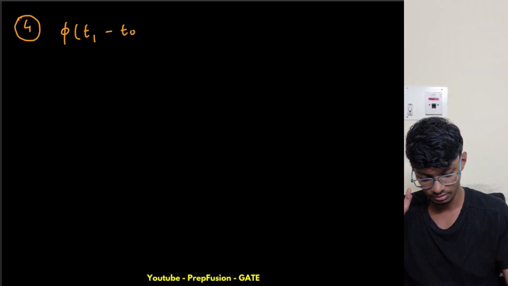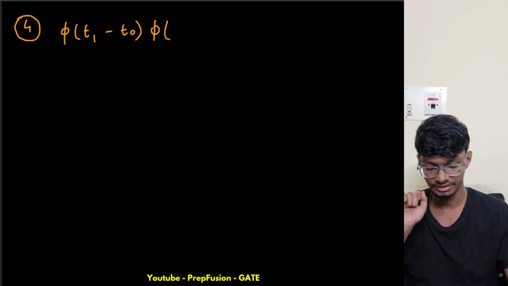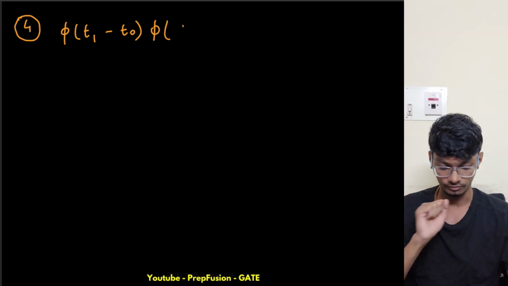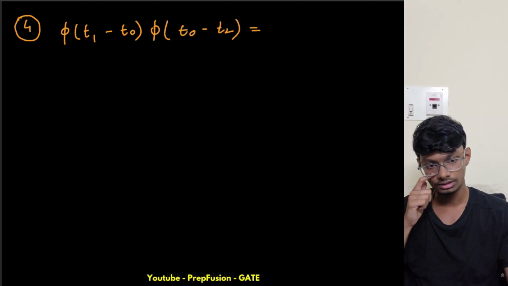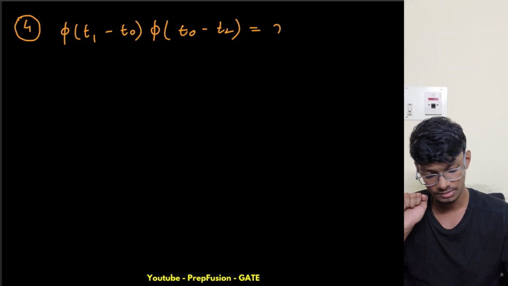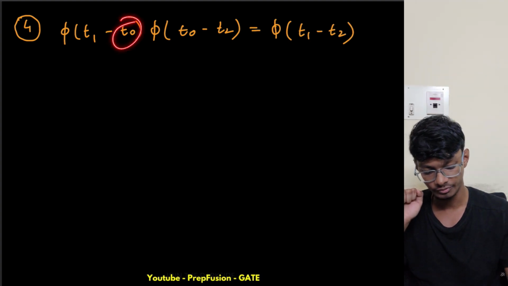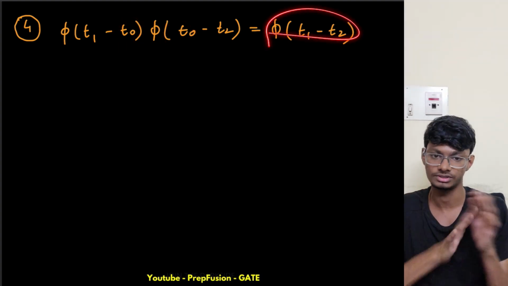State transition property. Let's say I have one state transition matrix which is going from t1 to t0, and another transition matrix which is going from t0 to t2. Then the product of these two matrices will be simply equal to t1 minus t2. I don't need to find the in-between time. I can directly find the difference of these two.